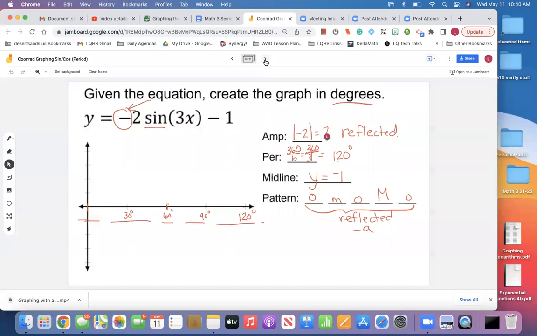What's our amplitude? It is 2, and we're reflected. So we're going to start out with 0, and we're going to go to the minimum, down 2, back to the 0 midline. Then here we're going to go up 2, back to the 0. And there it is, a reflected sine curve.